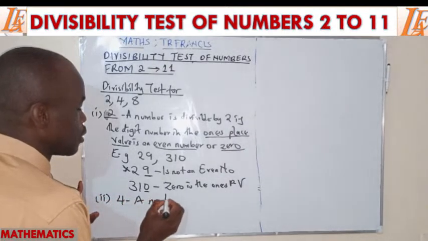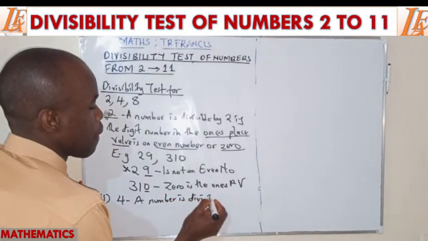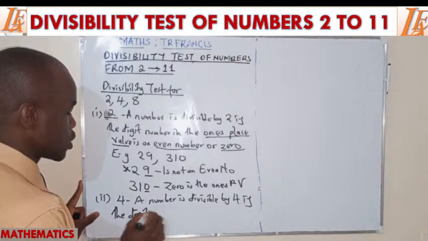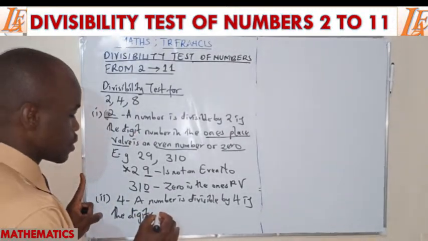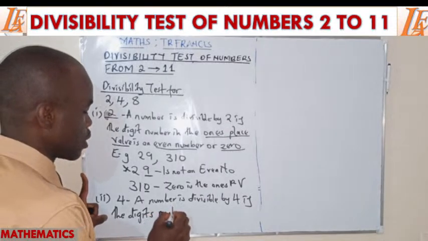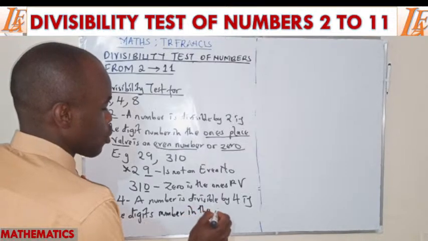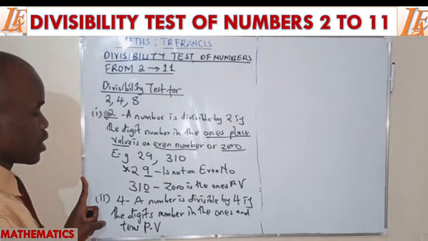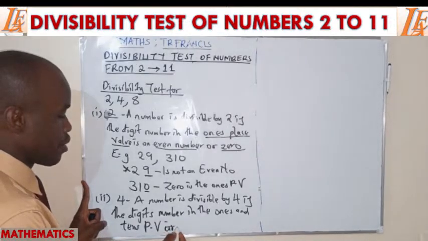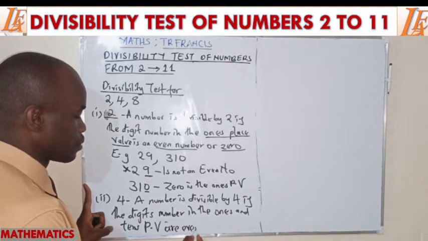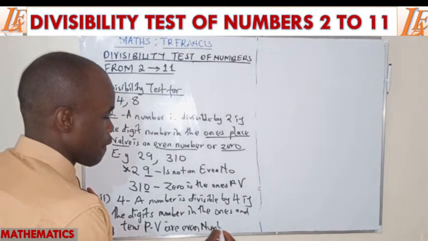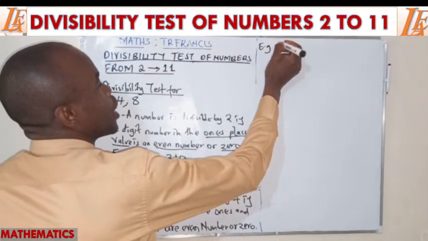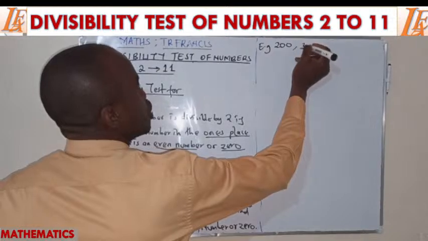Then the divisibility test of 4. A number is divisible by 4 if the digits in the ones and tens place value are even numbers or 0. For example, we have 200 and 324.